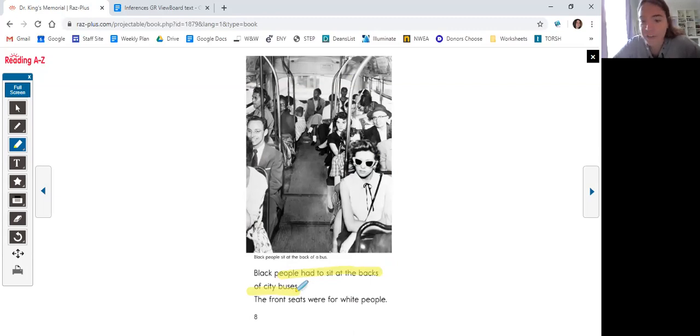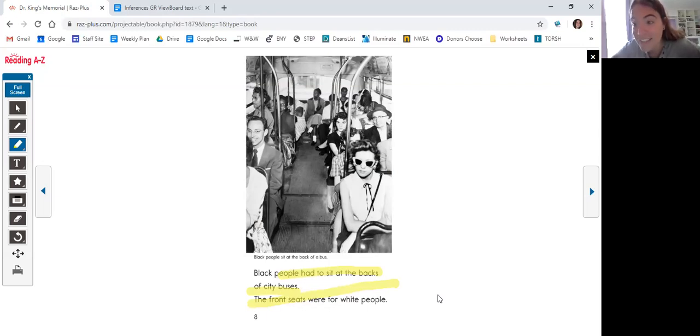Who did not agree with the law that Black people had to sit at the back of city buses? Pause your video and answer that question now. Yes, Rosa Parks. Rosa Parks refused to sit at the back of the bus. She sat at the front of the bus, even though in the story I see that the front seats were for white people.